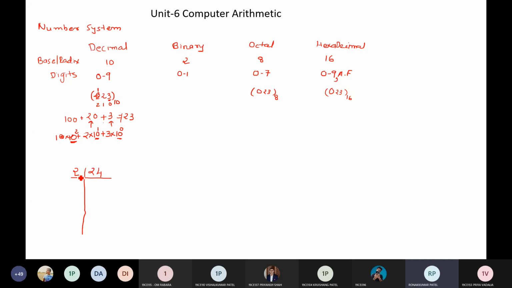So here I want to convert into binary, so I am dividing with 2. Okay, so 12 multiplied by 2, that is 24. Remainder will be 0. Here I am writing remainder. Okay, again what you need to do? Divide by 2. So 6 multiplied by 2, that is 12. Remainder will be 0. Again divide by 2.